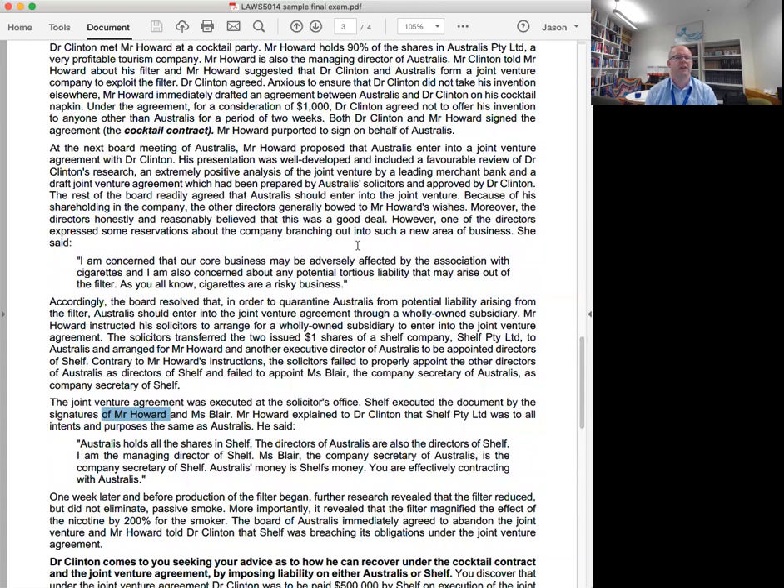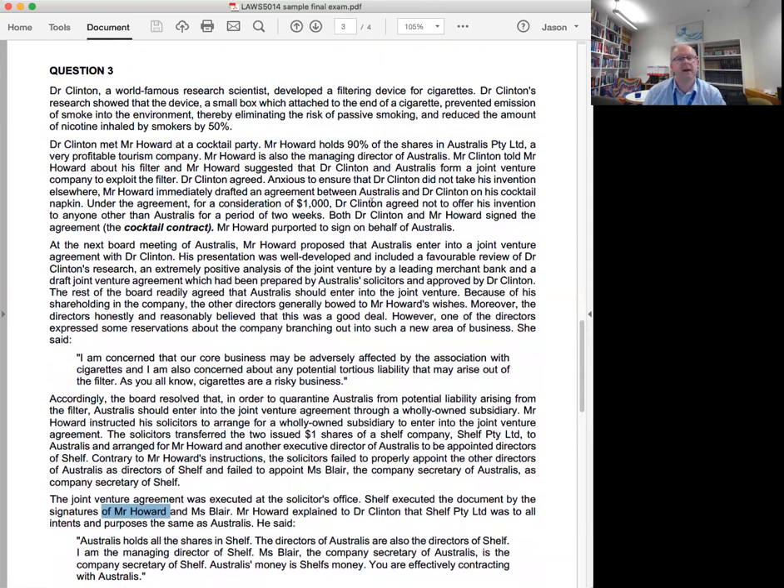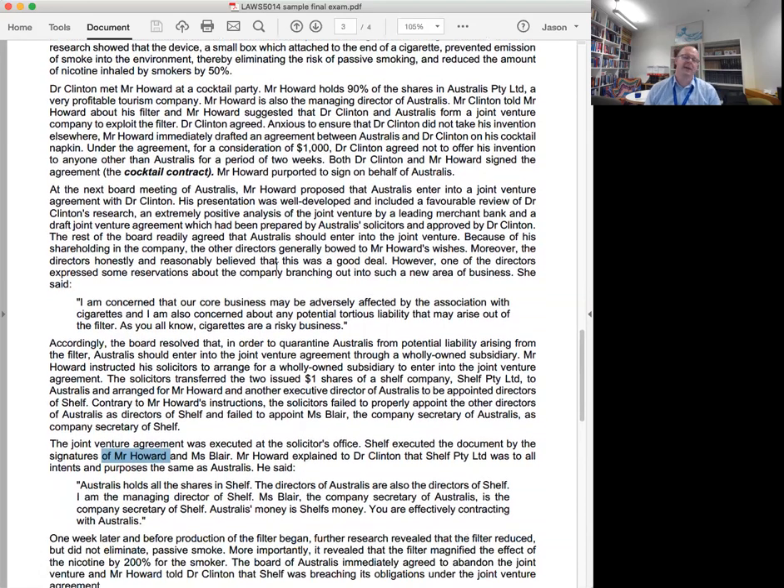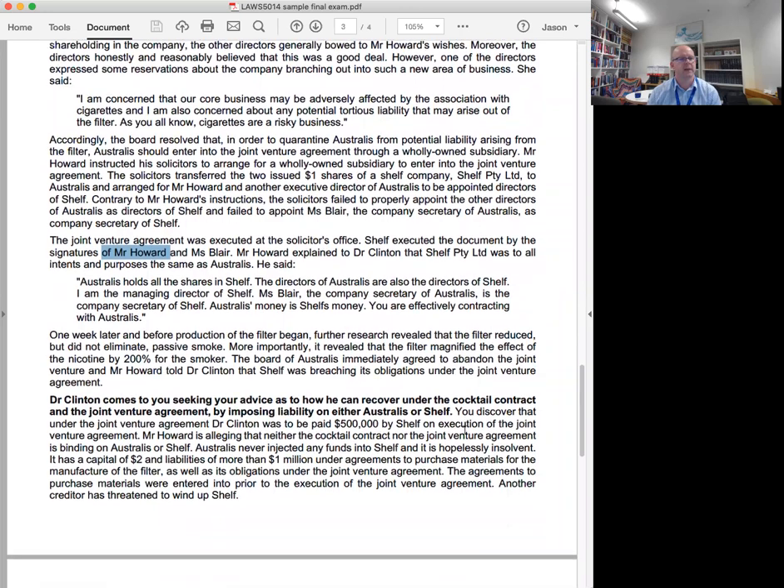So Howard is signing on behalf of Australis. He's the managing director. Would a managing director of a company like Australis, a very profitable tourism company, doesn't say how big it is, would a managing director typically be able to enter into an option? Maybe. So you can certainly make that argument that the cocktail agreement was binding. But the key point to remember is it's not that he's signing as a sole director. There are clearly other directors of the company.